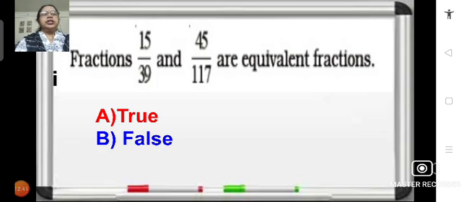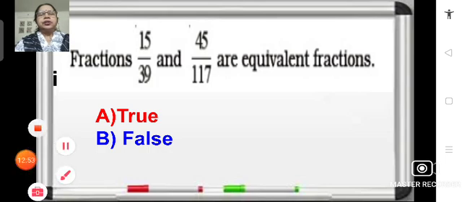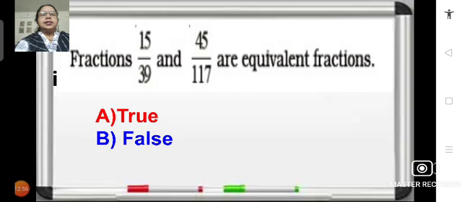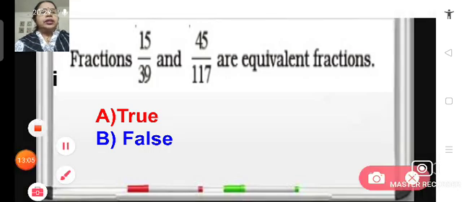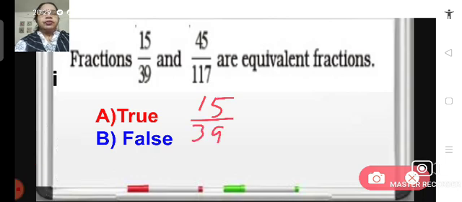Fraction 15 upon 39 and 45 upon 117 are equivalent fractions. So, we have to find out whether these two fractions are equivalent or not. So, what we have to do here is find the simplest form of both the fractions and check whether they are equivalent or not. So, when we take 15 upon 39, what is the HCF of 15 and 39? It is 3. So, we can divide 15 and 39 both by 3. What do we get? We get 5 upon 13, isn't it?